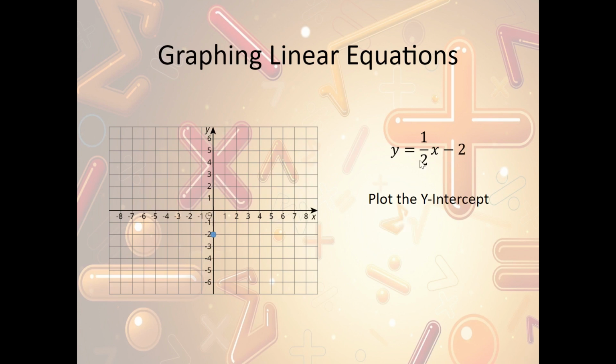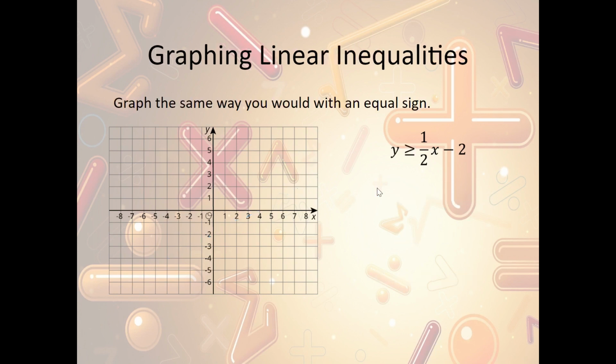Then I'm going to use the slope to plot the second point. So this tells me the change in y is 1, so I'm going to go up 1, and the change in x is 2, so I'm going to go to the right 2. So up 1 to the right 2, and I plot my point there, and then I connect the dots, and now I have a linear equation that's been graphed. Now how does this apply to inequalities?